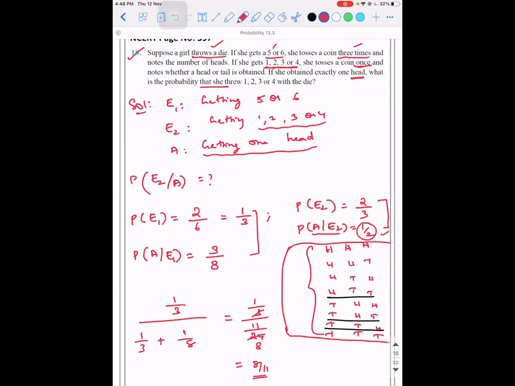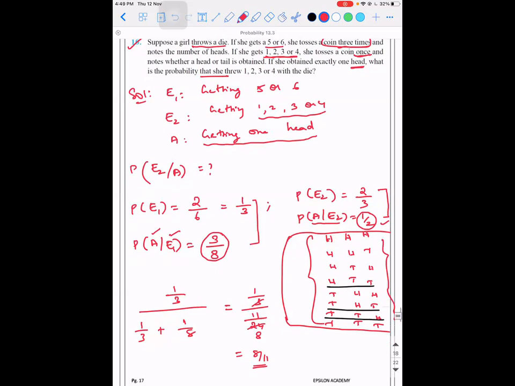Whereas here, what has happened is the probability of getting a head, given that she has got 5 or 6. When she gets 5 or 6, how many times is she throwing the coin? 3 times. So when she's tossing 3 times, these many outputs are there. In these outputs, what kind of output do we need? We need only outputs which have exactly one head. So there are 3 outputs out of 8 which have exactly one head. Is that clear? Yes, sir.